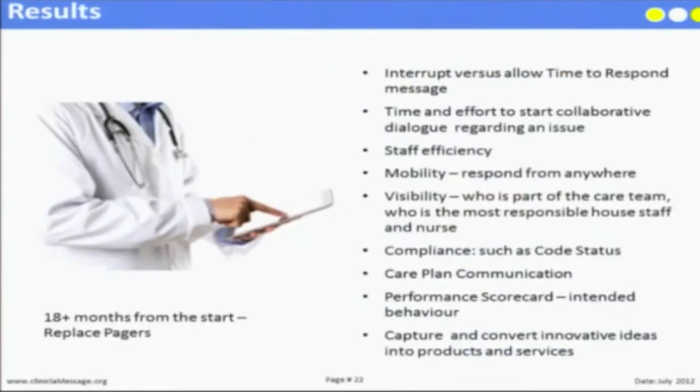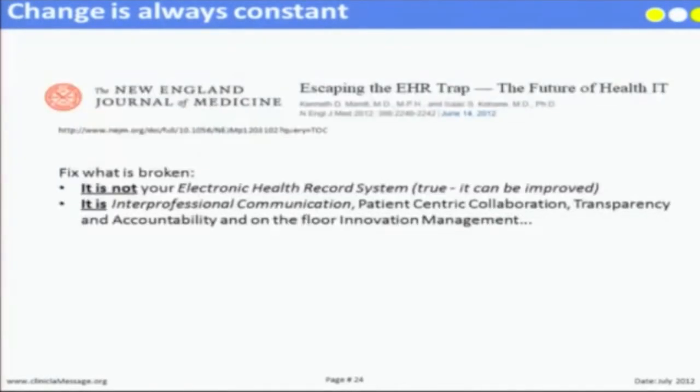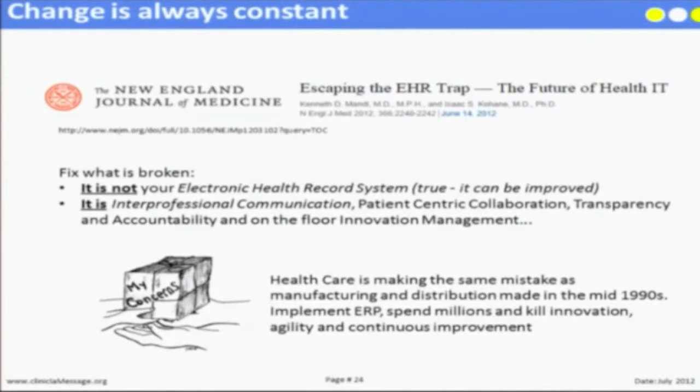As a result, we have all kinds of new results coming out of this, and there are some papers you can take a look at. Another thing that happened since we started is that a study came out in the New England Journal of Medicine last week that basically blasted the entire U.S. healthcare strategy of implementing electronic health record systems. They said people are spending millions and millions of dollars and it's not going to solve the problem. The problem isn't with the electronic health record system. The problem is that we have an interprofessional communication problem.